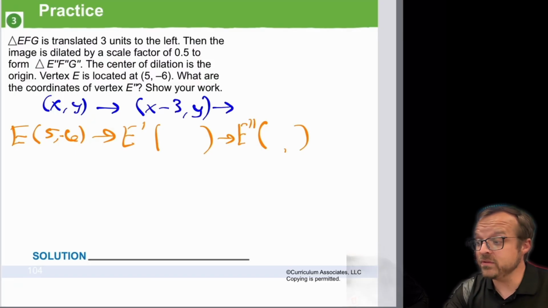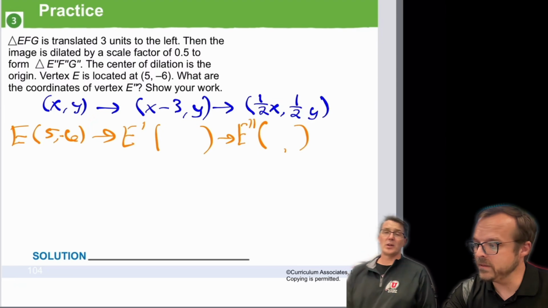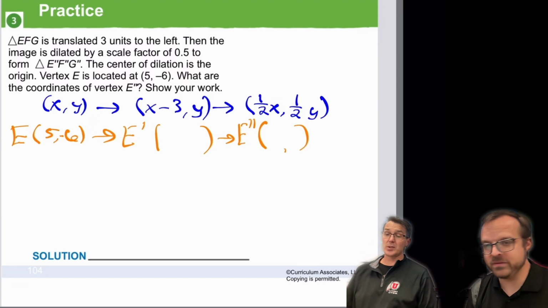And then the next thing after that is we are going to do the scale factor of 1/2 or 0.5. So it's going to be 1/2 times x, 1/2 times y. And yes, you can use 0.5 as your scale factor. It's fine, 0.5 is the same thing, same number.